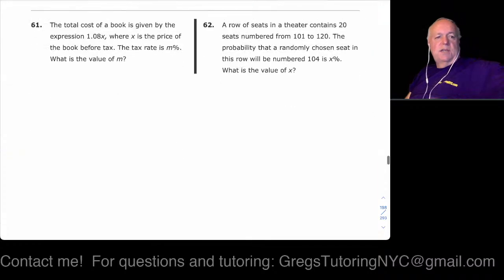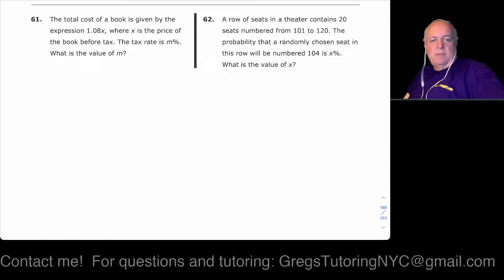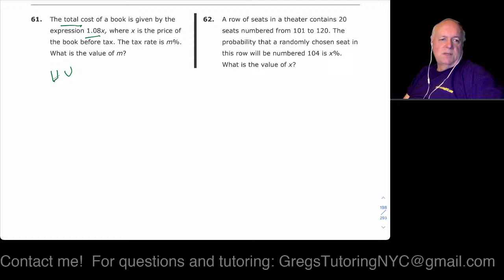Okay. 61 is weird. When I did my unboxing video, I put this into the errata as a heads up, just because it's an unusually worded question. So the total cost of a book is given by 1.08x. So normally we'd have the cost of a book is just that, but they're adding on a tax. So we're going to get the cost is equal to 1.08 of the x. You've got to realize this x normally is 1x.